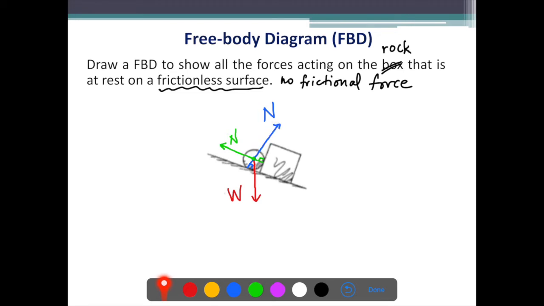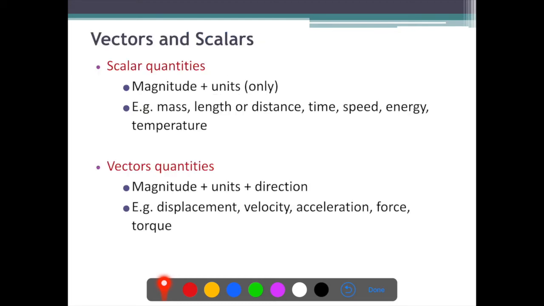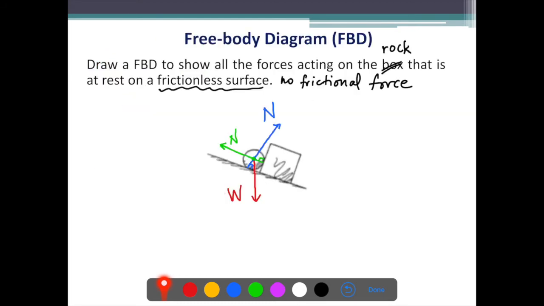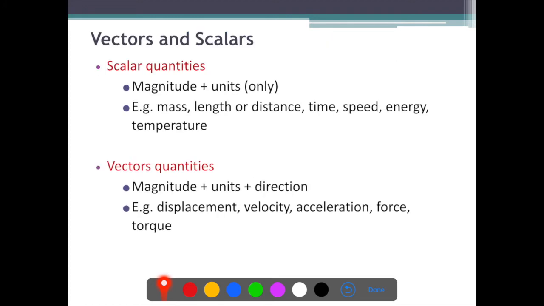And the length of the arrow should correspond to the magnitude, or how large that force is. Notice that you should also label your arrows or your vectors, because otherwise it's difficult to see what kind of force that is if you don't label your arrows. So it's very important to label your arrows.